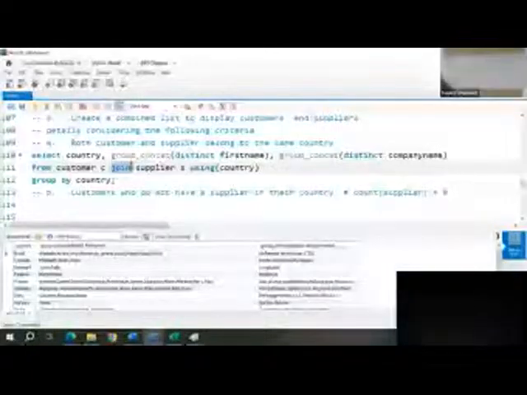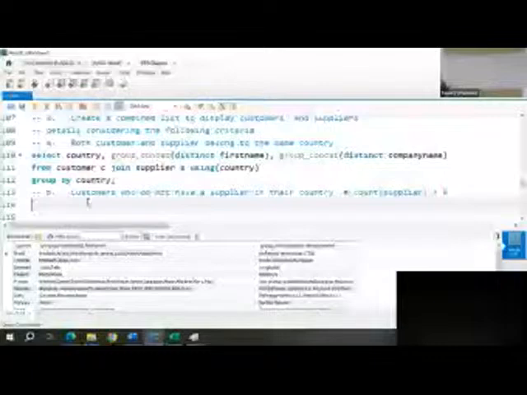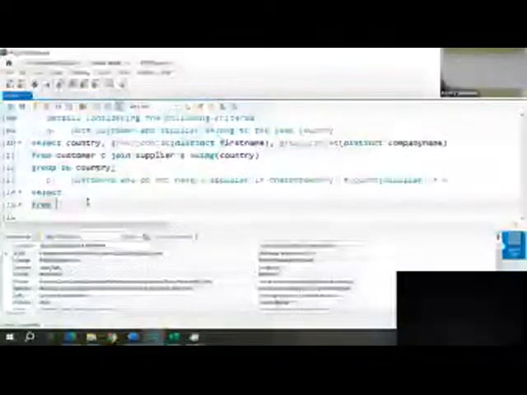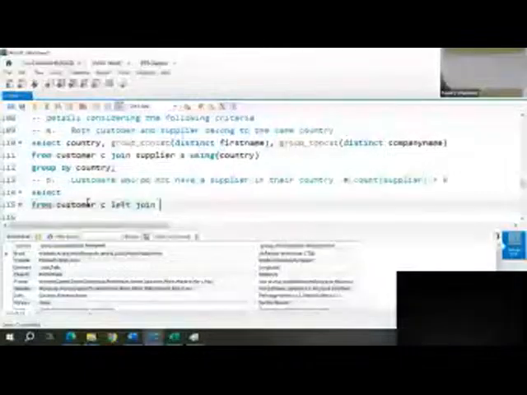This is inner join. If you have to find out customers who do not have a supplier, then you have to do a left join with customer as the left. Select from customer C left join supplier S using still country.